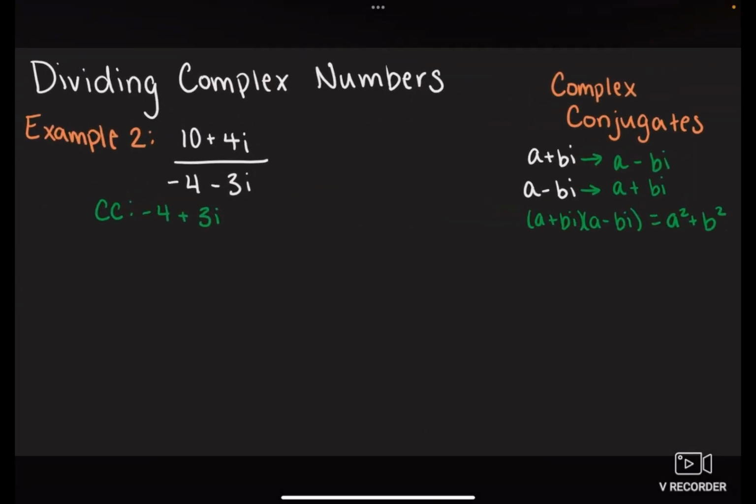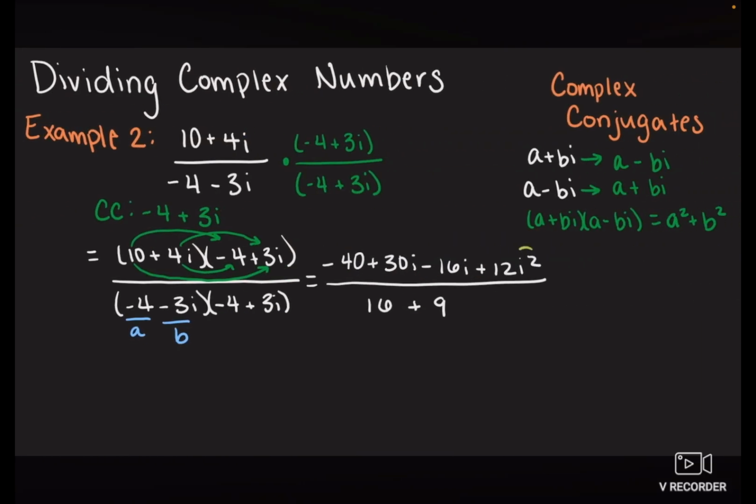Let's look at another example. 10 plus 4i by minus 4 minus 3i. The complex conjugate of the denominator is minus 4 plus 3i. Multiply numerator and denominator with the complex conjugate of the denominator. When we open the bracket, we will get 10 plus 4i times minus 4 plus 3i. We can use first, outside, inside, last. So the final answer will be minus 40 plus 30i minus 16i plus 12i square by 16 plus 9.